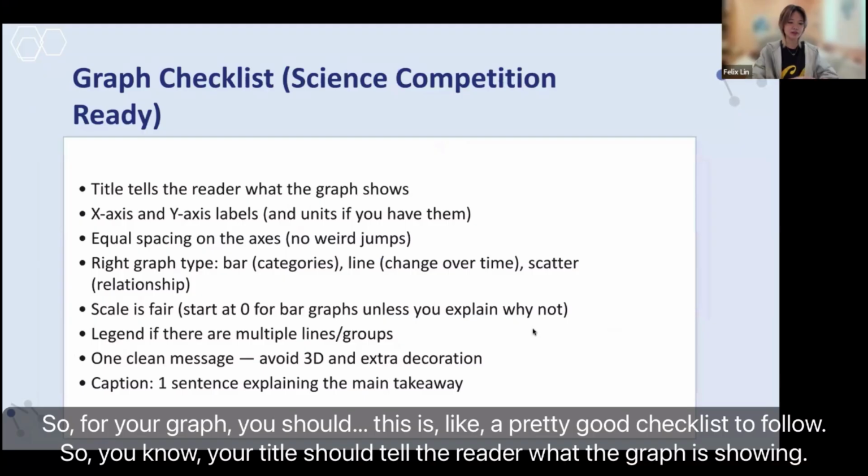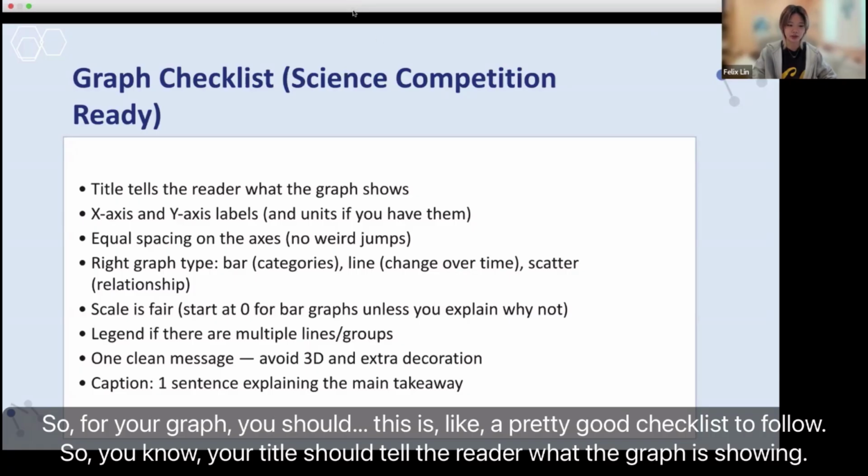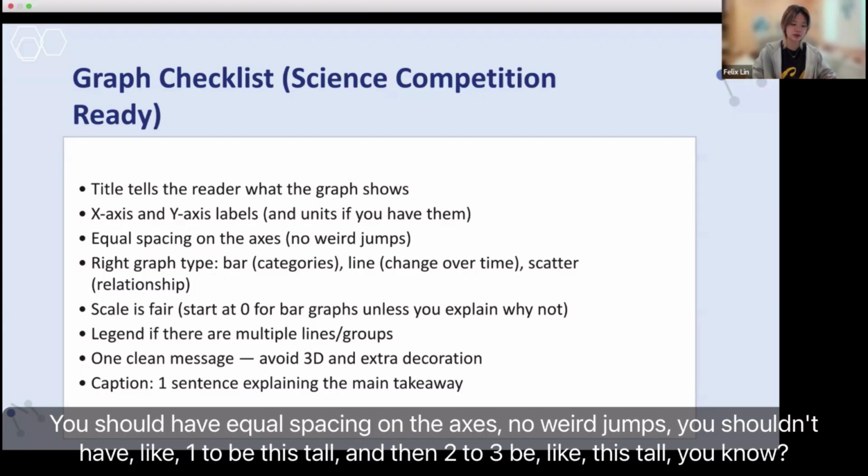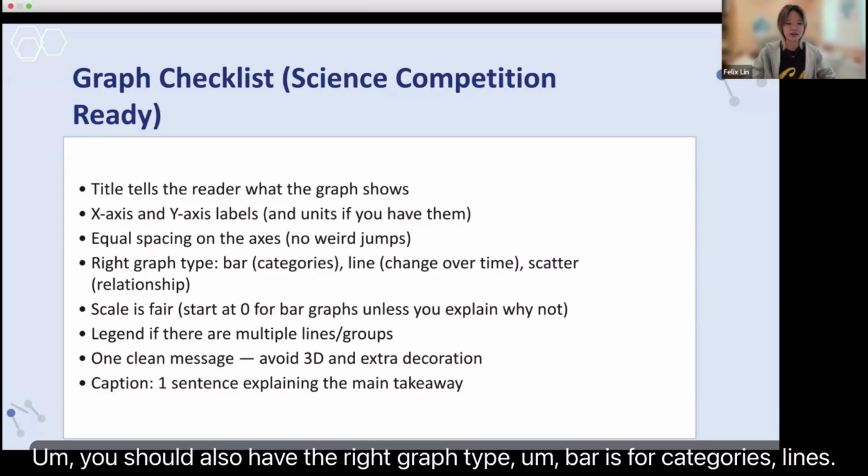So for your graph, this is like a pretty good checklist to follow. Your title should tell the reader what the graph is showing. The x-axis and y-axis labels should be labeled pretty clearly, and they always should include units in parentheses. You should have equal spacing on the axes, no weird jumps. You shouldn't have like 1 to be this tall and then 2 to 3 be like this tall.